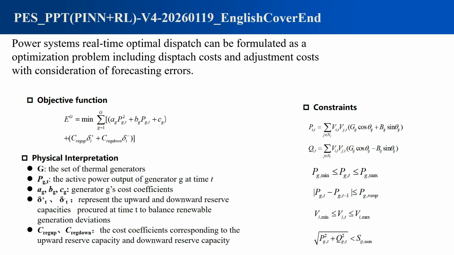The final pages use a modified IEEE 14-bus test system to show how the method improves cost, convergence, and operational safety. Real-time optimal dispatch is first a cost minimization problem under physical network constraints. The objective combines two economic terms.